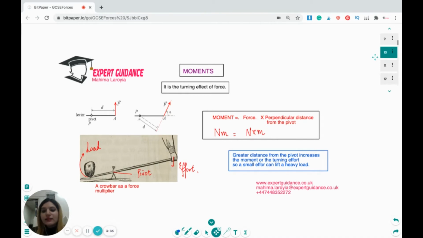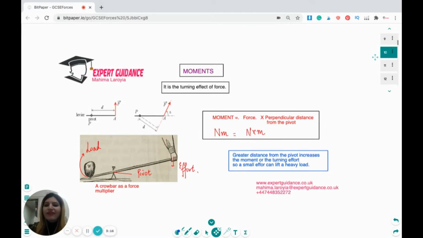Now the next thing is moment. Moment is a very important concept. There are a lot of questions that are asked in the exam on moments. What are moments? Moment is the turning effect of a force, and moment is given by the force times the perpendicular distance from the pivot. Now, the greater the distance from the pivot.